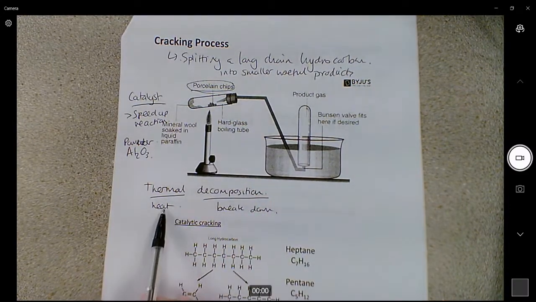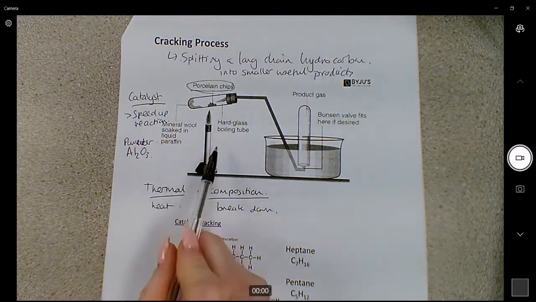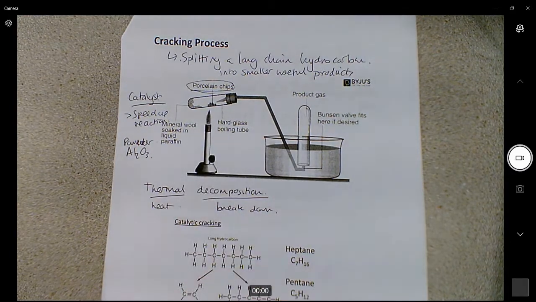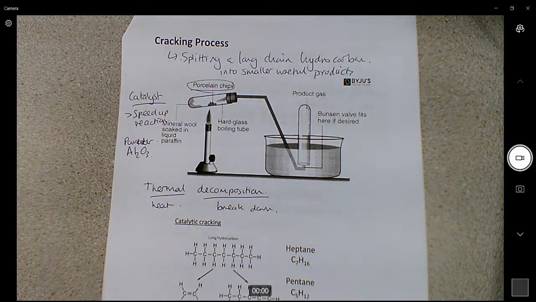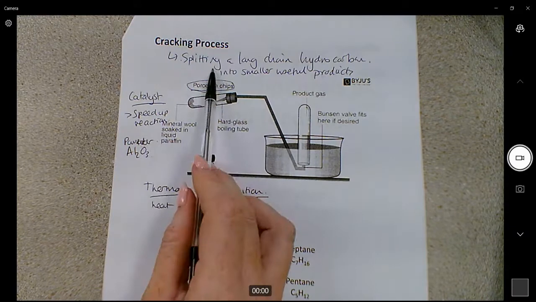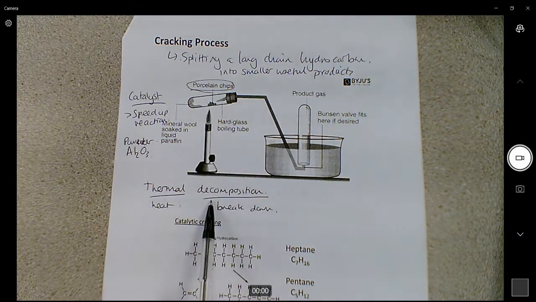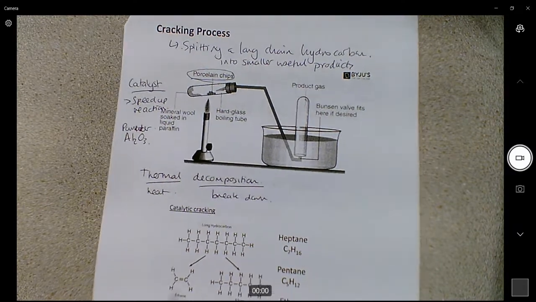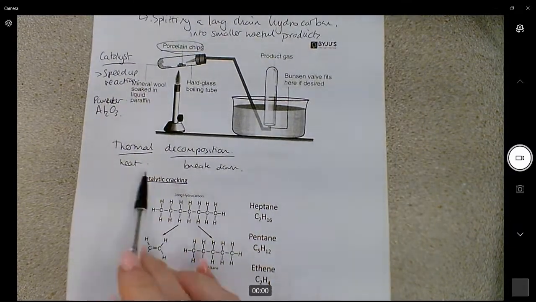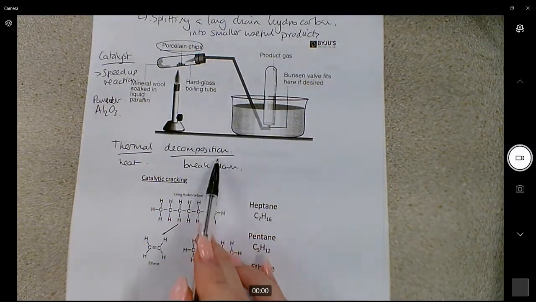So essentially, I'm taking heat and I'm breaking down my long chain into a smaller chain. So I'm not reacting two reactants together. I'm taking one reactant and I'm breaking it up. Again, I've seen that asked, where you've got to define what that means or recognize that the cracking process is a thermal decomposition reaction. So you need to be mindful that you're aware of that. So it's a thermal decomposition reaction.